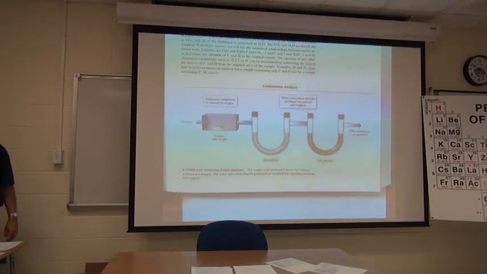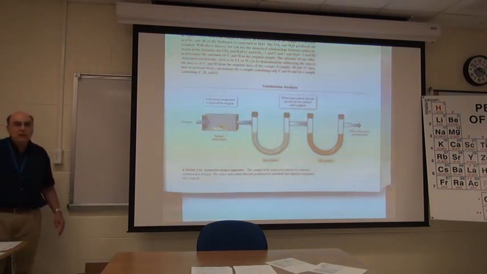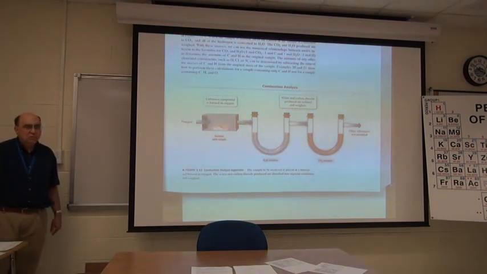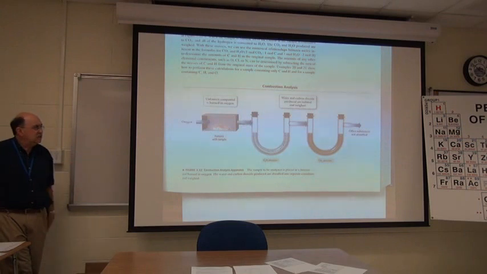Combustion analysis. Okay, what is combustion analysis used for? It's for analyzing samples. What you do is you burn them off, and then after you burn them off, you figure out what the components are, okay? Because it gives you grams of at least two of the components. This is used for compounds that contain carbon and hydrogen.